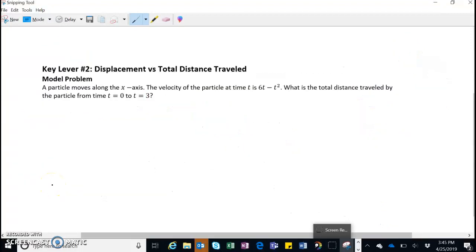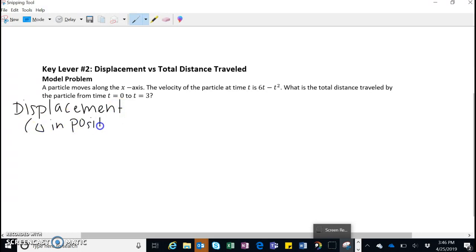All right, our next key lever involves displacement and total distance traveled. This is a really big thing that College Board likes to make sure we understand the difference between. So I'm going to run through these formulas real quick before we dive into this question. Displacement, by definition from a physics course, is a change in position. So displacement is equal to the change in position.